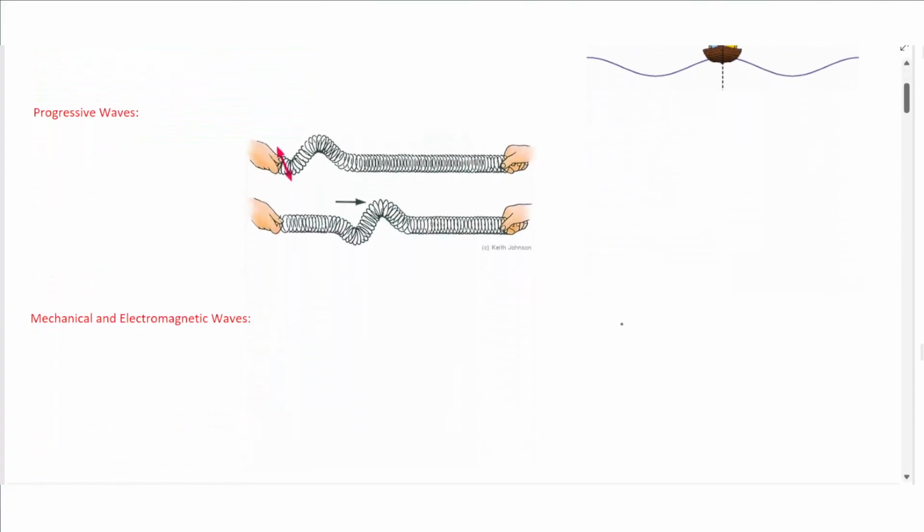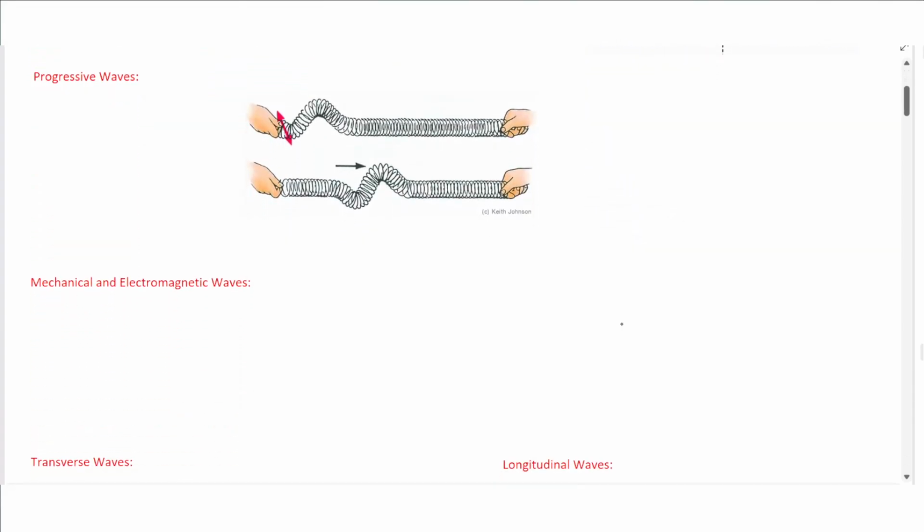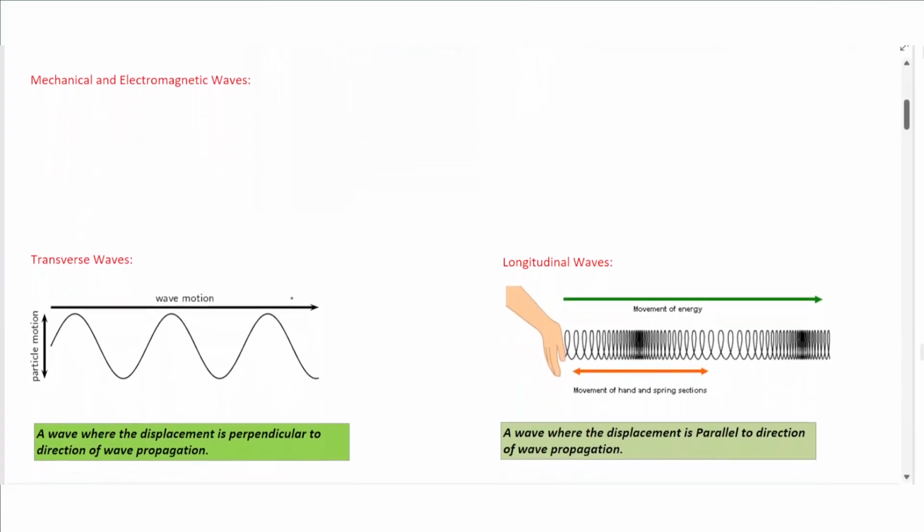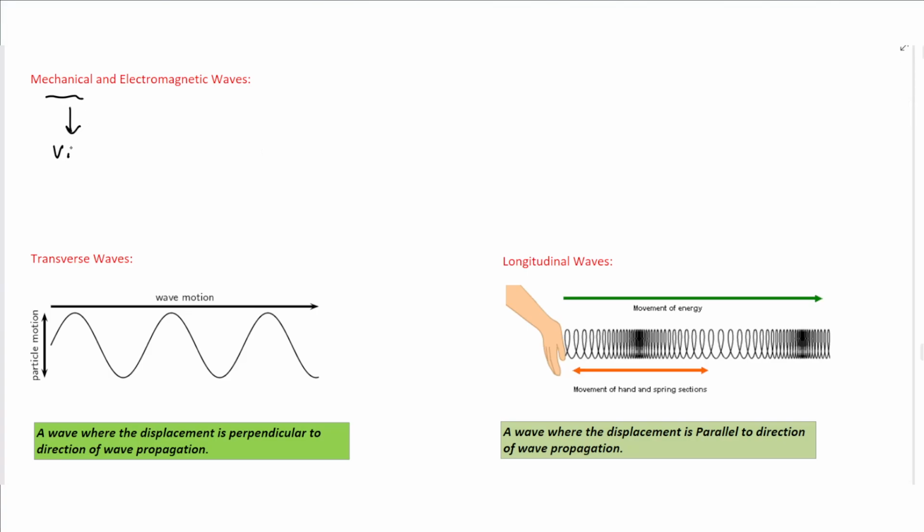We have many types of waves. A progressive wave means that there is a net transfer of energy from a starting point to an ending point. We have two types of waves that we call mechanical and electromagnetic waves. For mechanical waves, there is vibration of particles. And for electromagnetic waves, there is a variation of electric and magnetic fields, or electromagnetic fields.